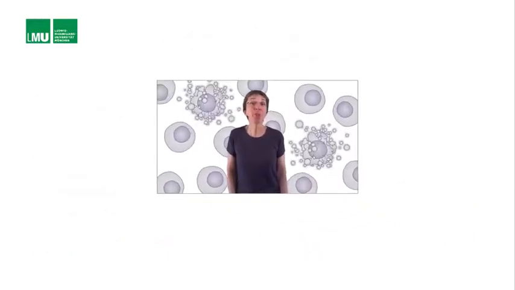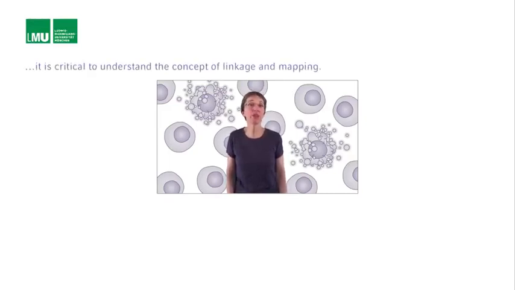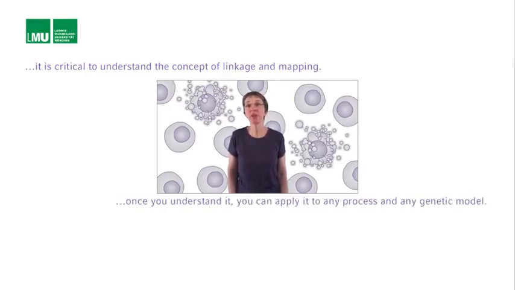If things are so simple and fast now, why did I tell you about how it was done 20 years ago, how gene cloning was done? We still need to perform genetic analyses, and it is critical to understand the concept of linkage and mapping. It's important to construct new combinations of mutations for epistasis analyses, for example, but also for other experiments. It's important to know, and once you understood it, you can apply it to any process in any genetic model.